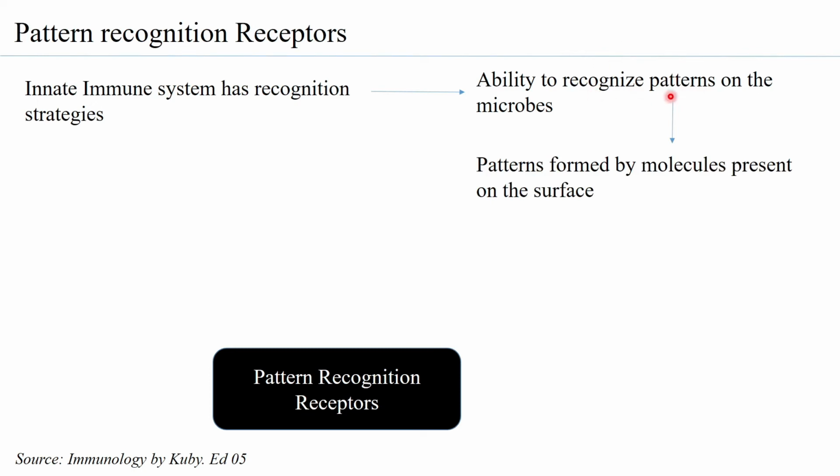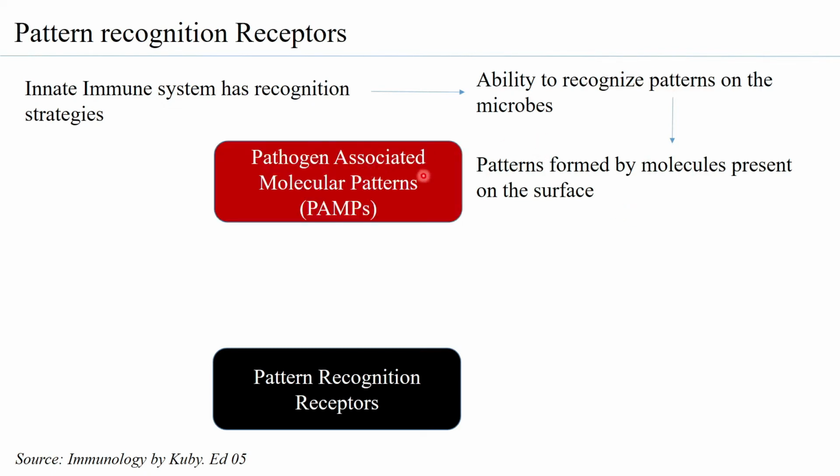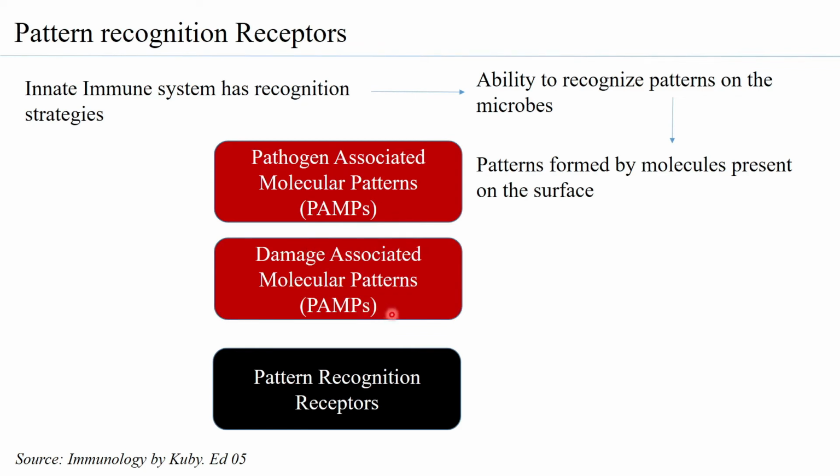Now, what kind of patterns? The patterns can be formed by various different molecules present on the surface of the microbe. Those patterns formed by molecules present on the surface of the microbes are called pathogen associated molecular patterns. Interestingly, damaged cells which need to be eliminated from the body also show on their surface what are called damage associated molecular patterns.